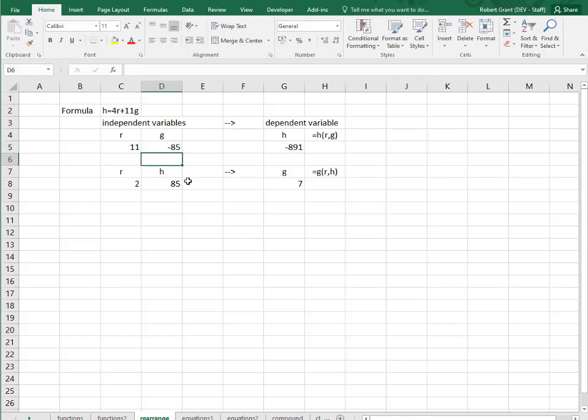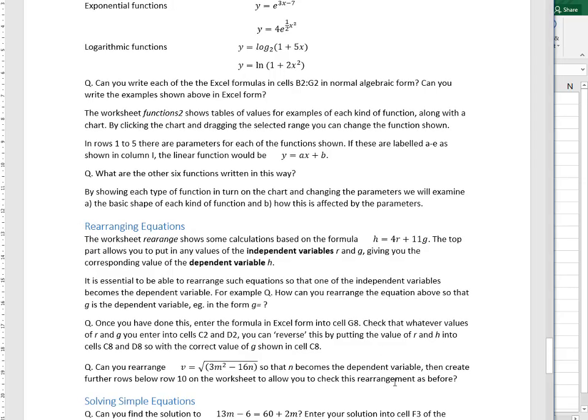So I'll get that minus 891, and the 11 gives me back to this. So I put 2 numbers in here and it gives me back the g again. So that seems to work. So I've rearranged the equation correctly and I've entered it into Excel correctly. Very good.